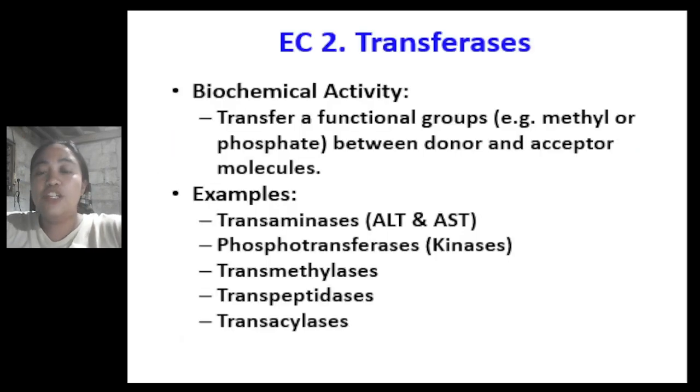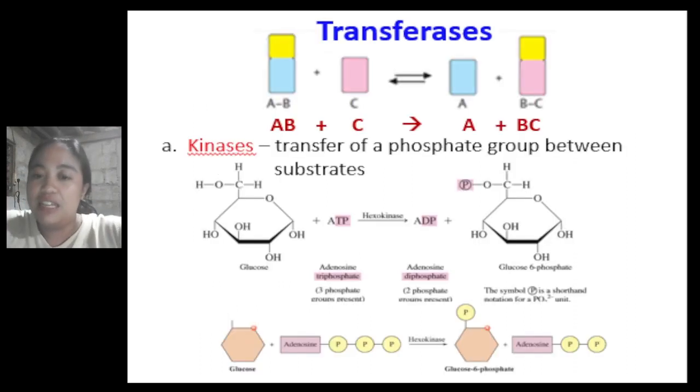The next major class of enzyme is transferases. So in here, there is a transfer of a functional group between a donor and acceptor. And the two major subtypes of transferases are transaminases and kinases. So kinases, there is a transfer of phosphate group between the substrates. You can see here, the phosphate group of the ATP will transfer to glucose, and so it will become a glucose 6 phosphate. This is because of the hexokinase enzyme.